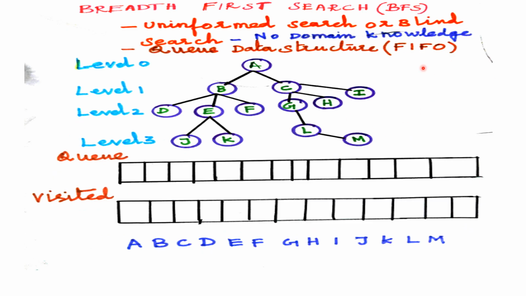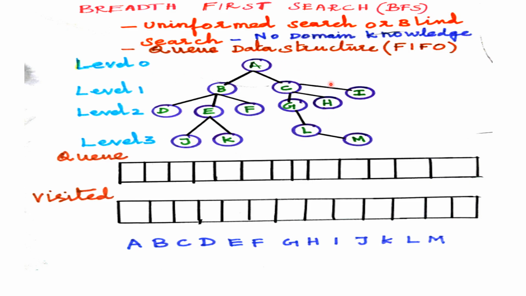Consider this example tree structure. We already know that it is uninformed search, or blind search, so there is no domain knowledge. What type of data structure is used in the breadth first search method? The queue data structure, first in, first out.